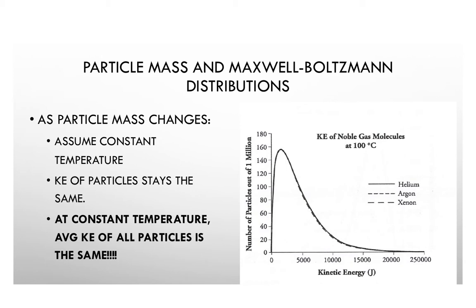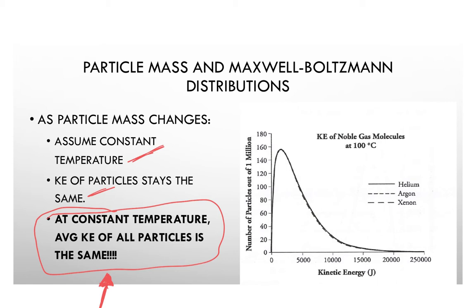The other thing we can investigate is what happens if you change the mass of particles at a particular temperature. Assuming a constant temperature, by definition, the kinetic energy of the particles stays the same. I can't stress that enough. At a constant temperature, the average kinetic energy of all the particles is the same. This comes up over and over on different tests in AP Chem, so please make sure that you understand that: at a constant temperature, the average kinetic energy of all particles is the same by definition.